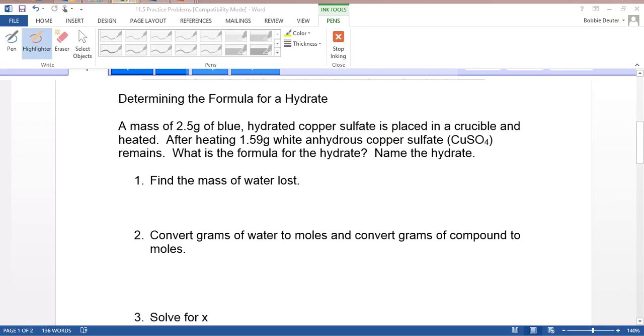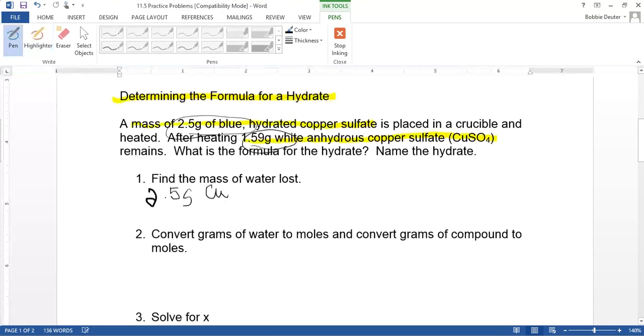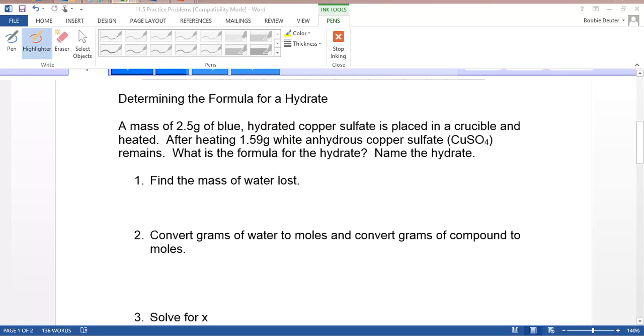So we have two things we're going to be looking for. We're looking for the mass of the hydrate and the mass of the anhydrous, and this is going to tell us how much water is lost. So first off, before we do anything else, let's figure out how much water is lost. So we take our 2.5 grams, because that's our hydrate. This is our copper sulfate, CuSO4, and it is an XH2O. We don't know what X is yet.